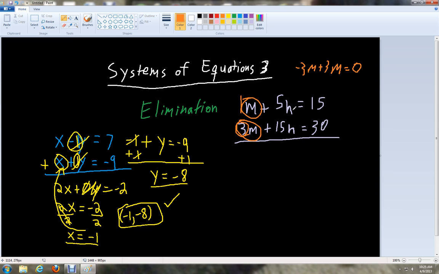So one thing I can do is multiply both sides by negative 3. Basically I'm multiplying everything in this first equation by negative 3, every term. So negative 3 times m is negative 3m. Negative 3 times 5n is minus 15n, equals 15 times negative 3, which is negative 45.